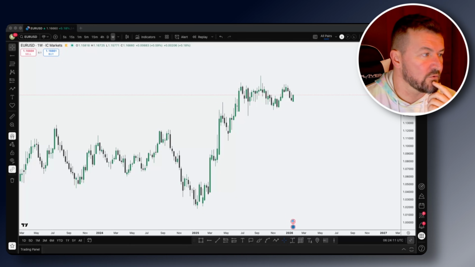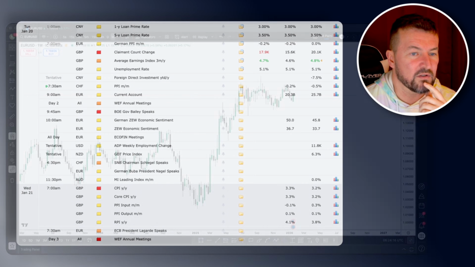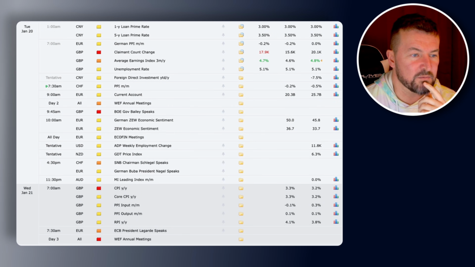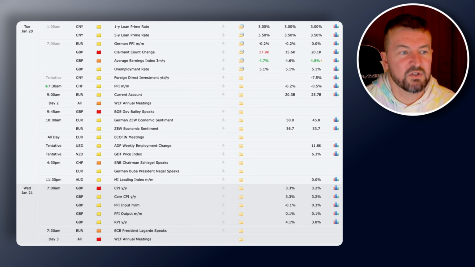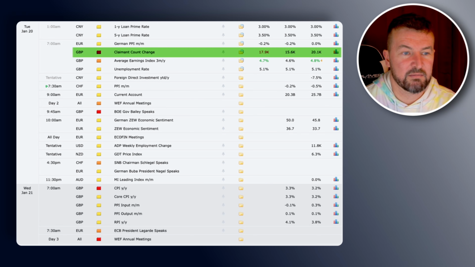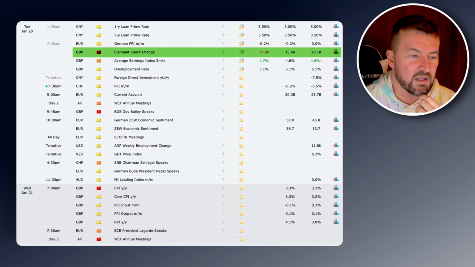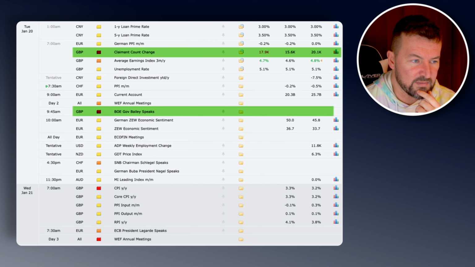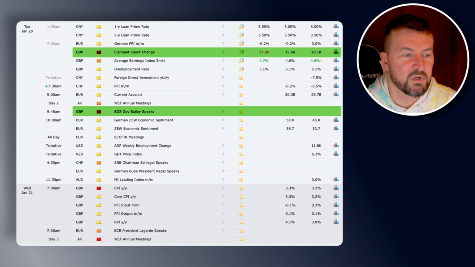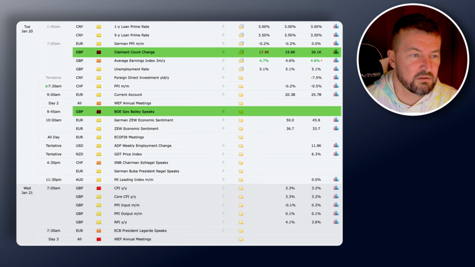First of all, you can't see it on your screen, but I am just having a quick look for any news events which might be happening today. Well, we have some news on the pound at 7 a.m., so in about half an hour, which is a claimant count change, which is basically unemployment. And then we've got the Bank of England Governor Bailey speaking at 9:45, which is also a red news event. So for the pound, that could be quite strong.